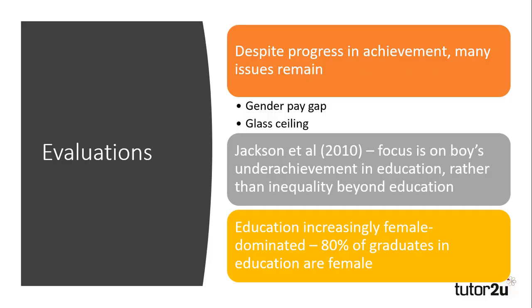Jackson suggests that despite this imbalance, the concern of government policy has been to tackle the educational underachievement of boys, rather than to tackle inequalities in wider society. However, many feminists would suggest that progress will be made over time, and with 80% of education graduates being female, there is more potential to address gender inequalities in society through education, and that there is a march of progress towards gender equality in society in younger generations.